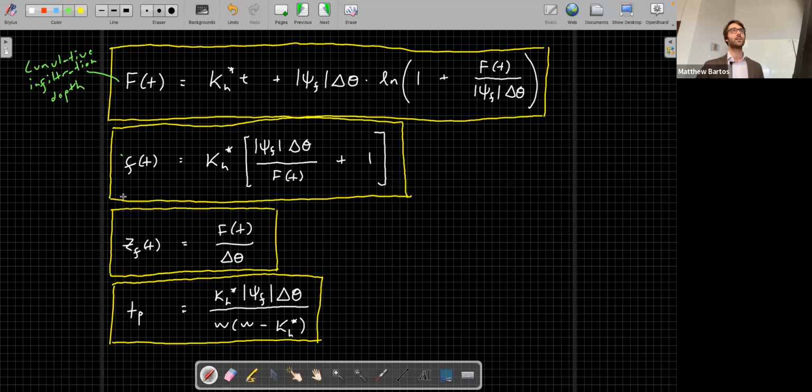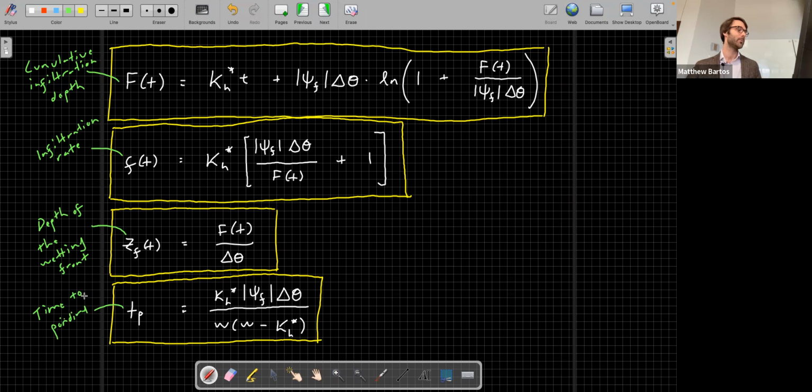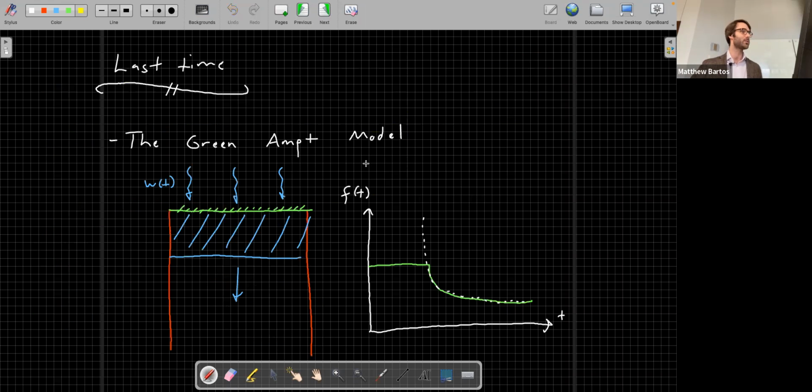What is this here? This is the infiltration rate. This here, what is this? The ZF of T? This is the literal depth of the wetting front. And TP, we didn't really talk much about this, but this is the time to ponding. So you'll need this for the homework. It's the time at which ponding starts to occur at the soil surface.